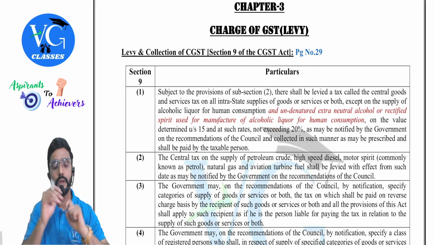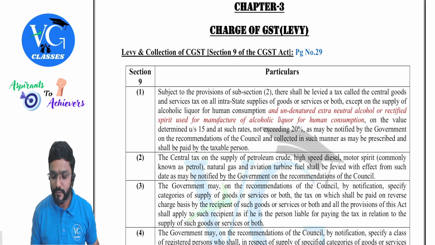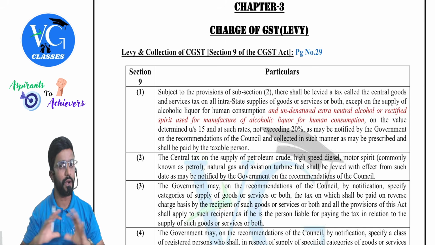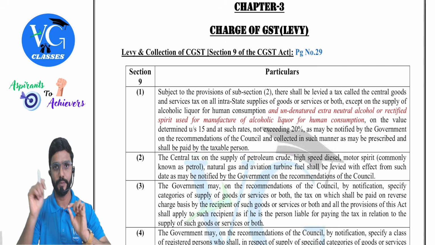No. Now there might be a scenario where, sir, what if these items are supplied to someone else who is using it for some other purpose, not for the manufacture of alcohol? Will it be liable for GST? Yes, it is liable for GST.